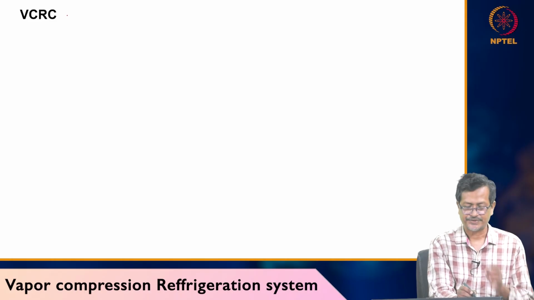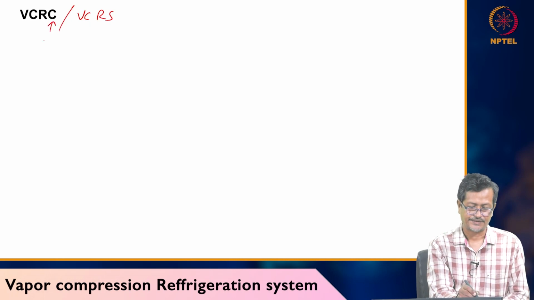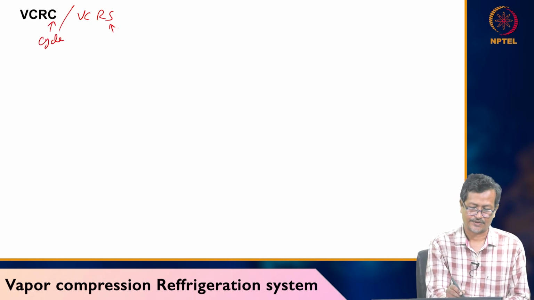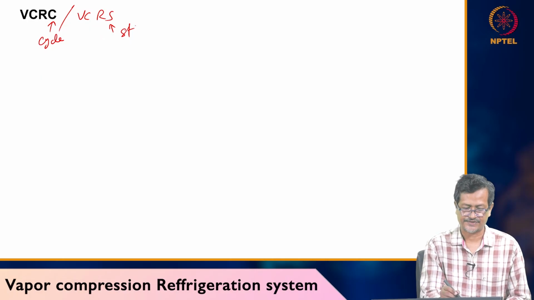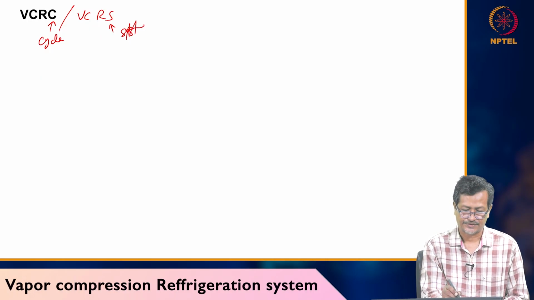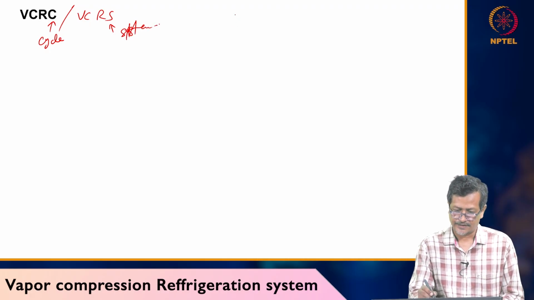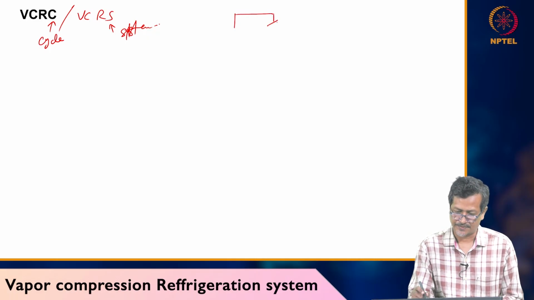Vapor compression refrigeration system or vapor compression refrigeration cycle, VCRS you can also say. This is the cycle or this is the system, so sometimes I am using VCRC, sometimes VCRS. Now again draw this cycle diagram, compressing.